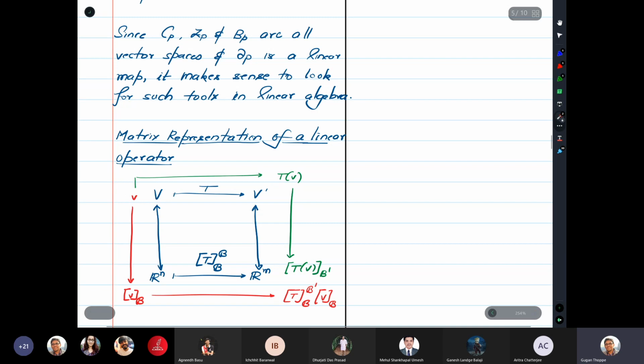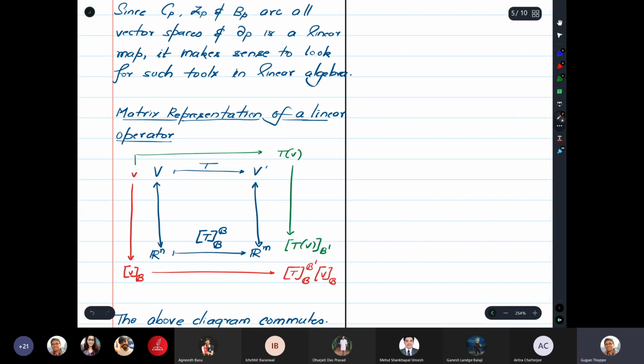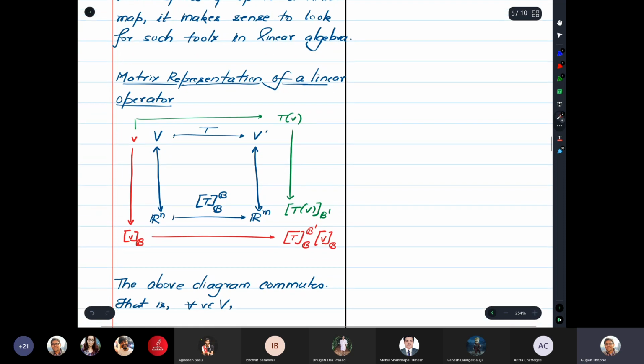So for that, we have to recall what it means to say that we have a matrix representing a particular linear operator. Okay, so this is something I had covered in my class of linear algebra that I taught last time, but even if you haven't seen this before, it's not very difficult, right? So what are we now trying to do? So let's say we have been given two vector spaces V and V prime.